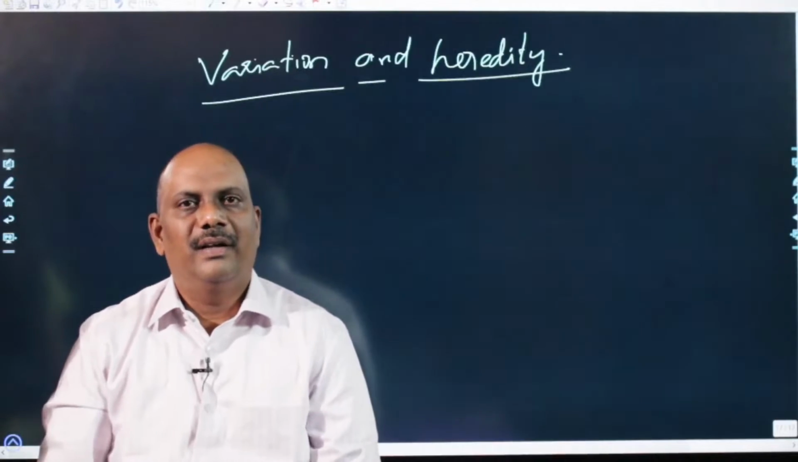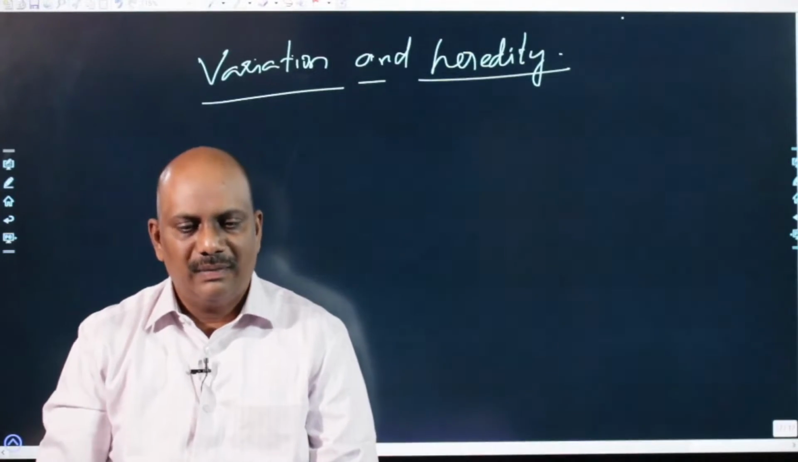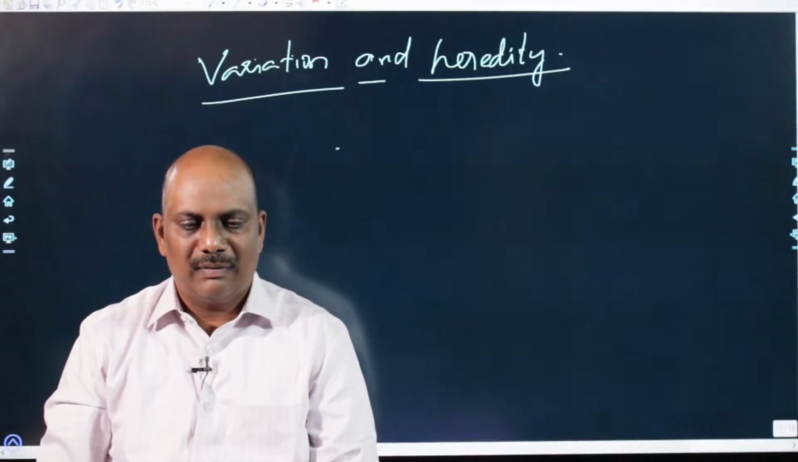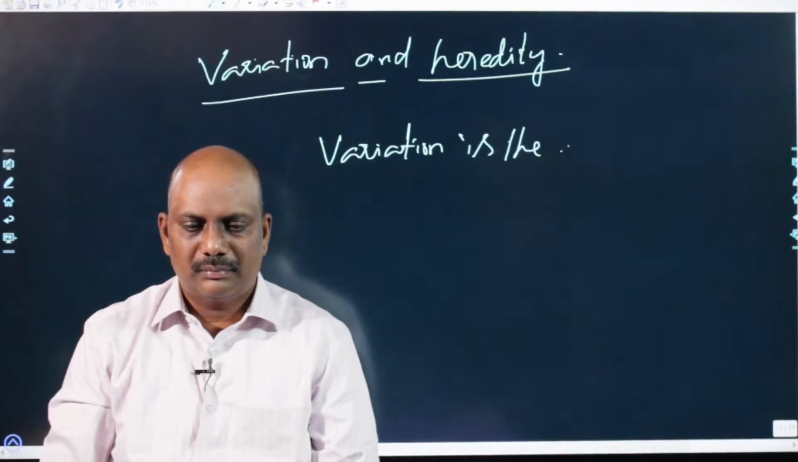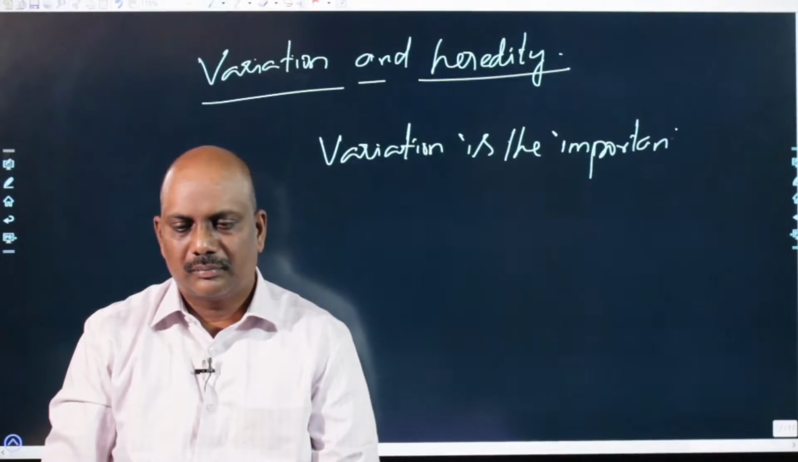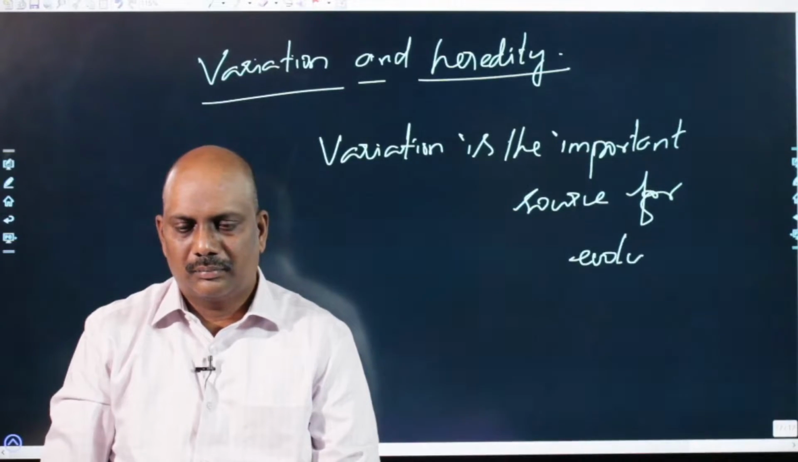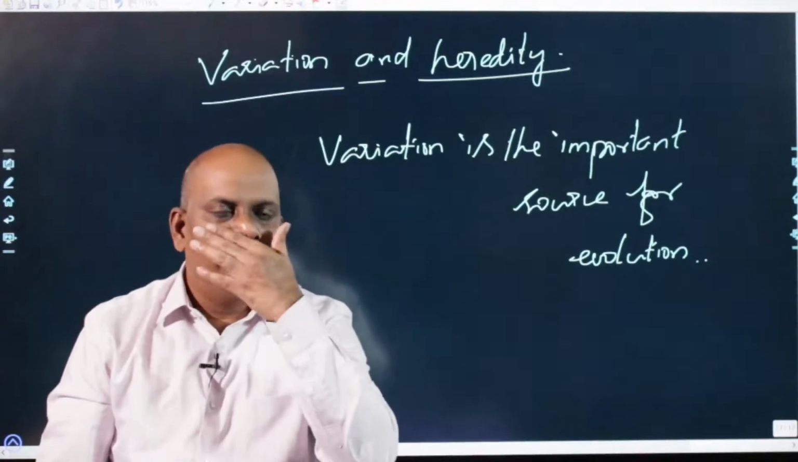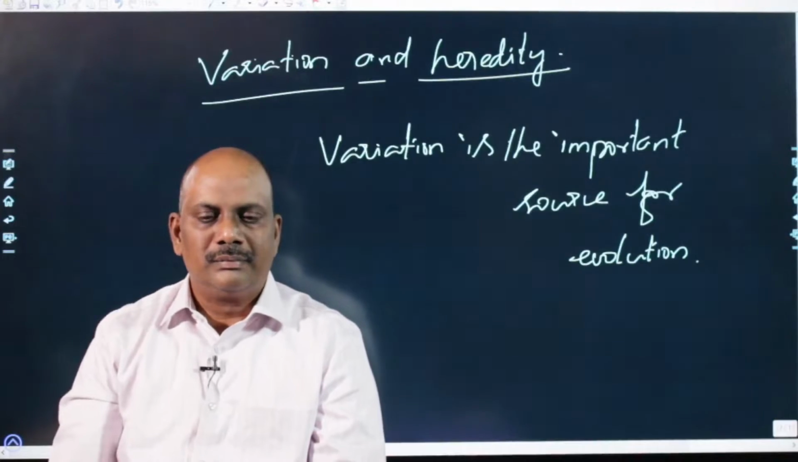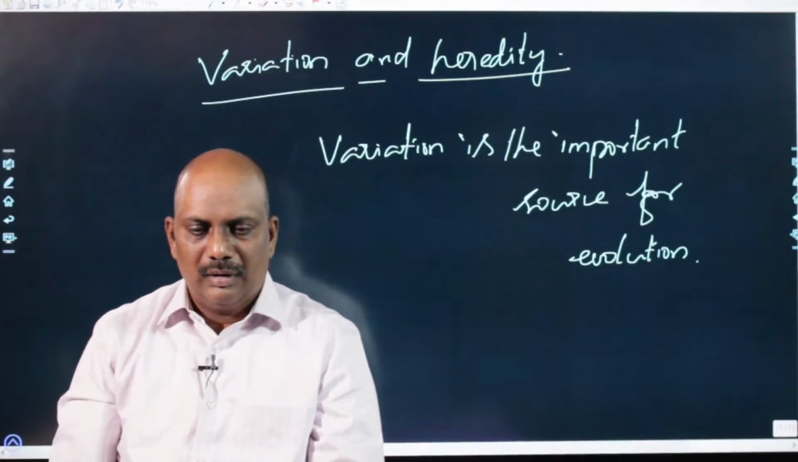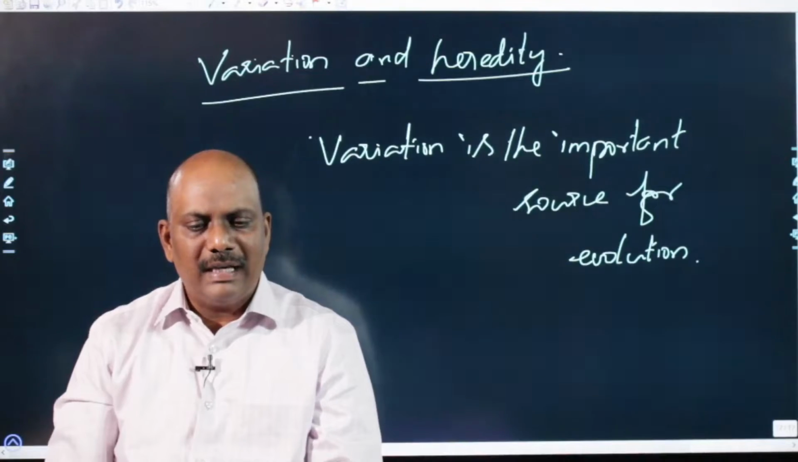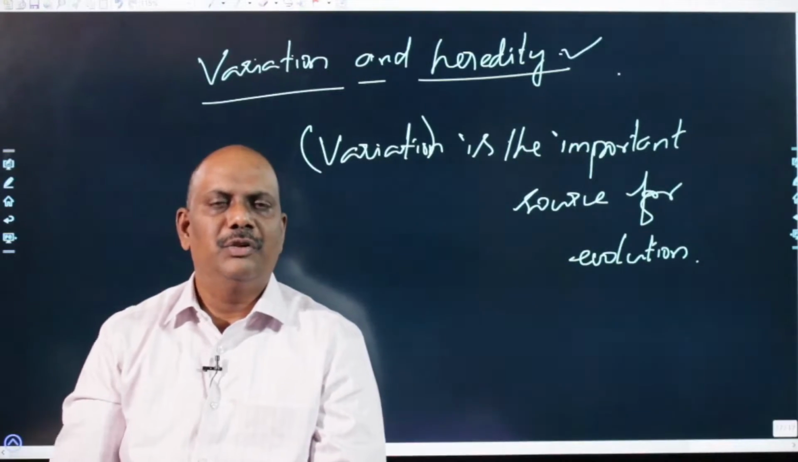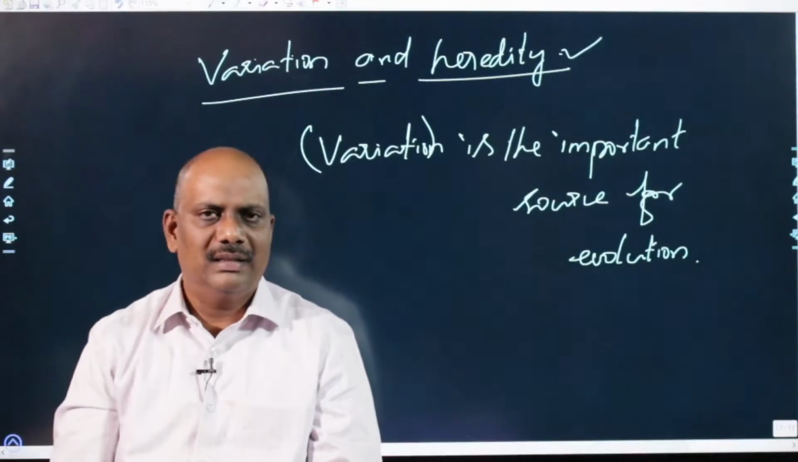Variation and heredity. According to Charles Darwin, variation is a very important source for evolution. In order that variation should play a role in evolution, these variations should be hereditary. That means they should be transmitted from one generation to another generation.